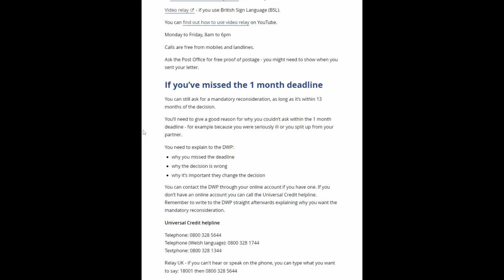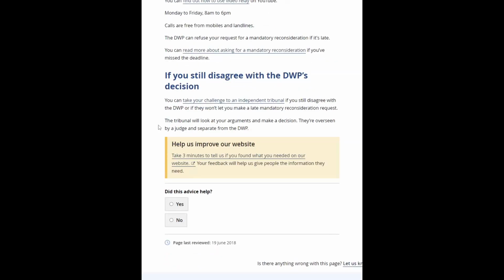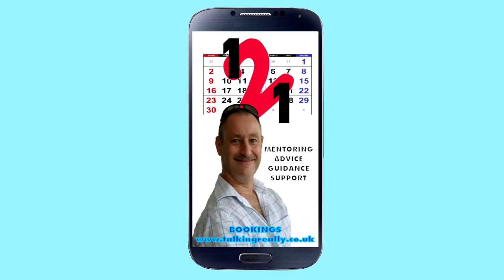You can contact the DWP through your online account if you have one. If you don't have one, you can phone. Remember to write as well after you've phoned. And obviously then, if you still disagree with the decision, you can do a tribunal.